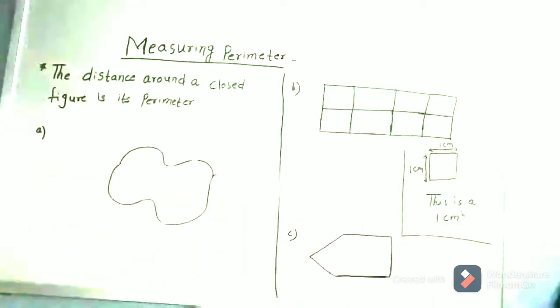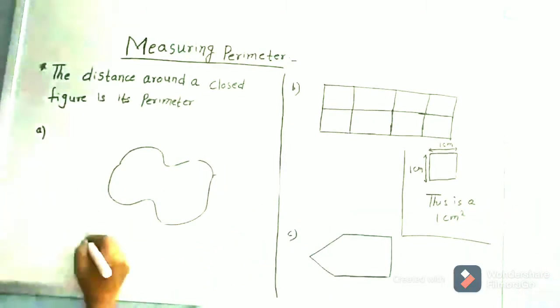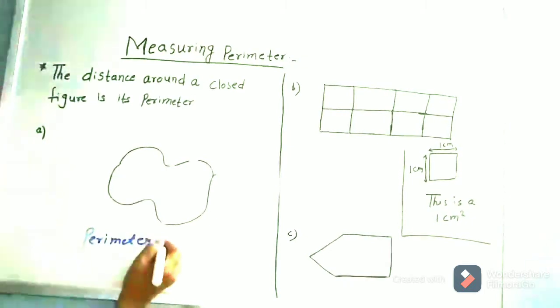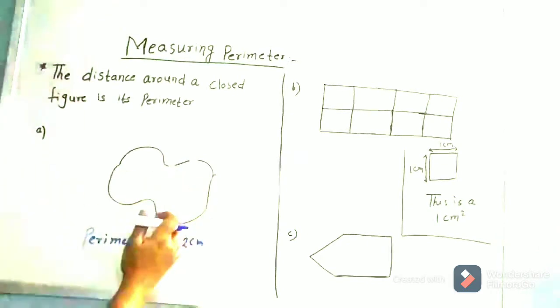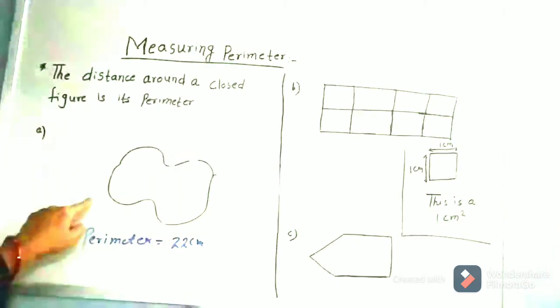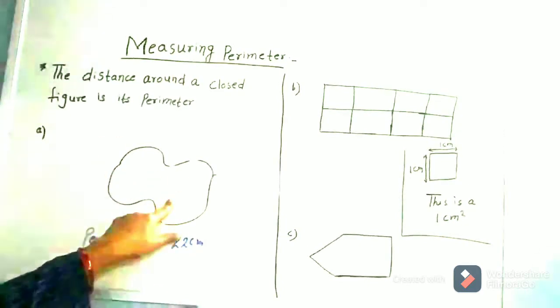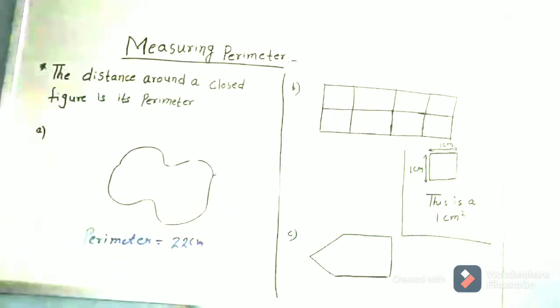Now you can find it easily. What is the perimeter of this? The perimeter is equal to 22 centimeters. For this type of figure we use the string because it is a curved figure. We know the perimeter is the distance around the closed figure, so we use the string and then measure it with the ruler.